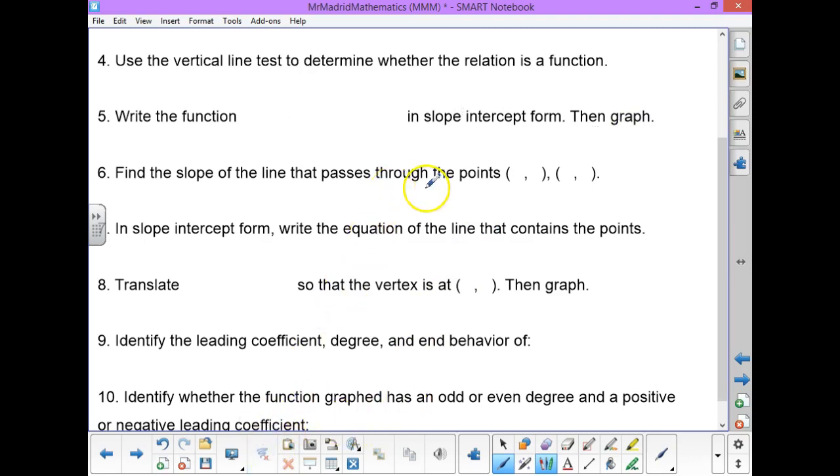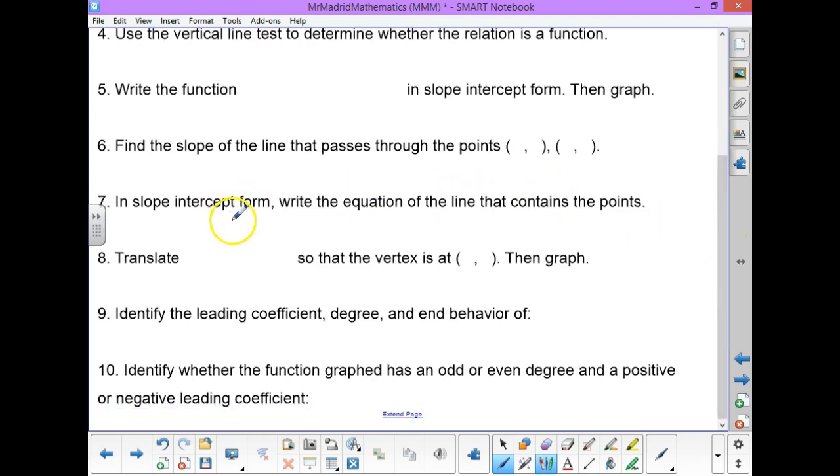Number 6, find the slope of the line that passes through the points. Again, we looked at these in class. Look at your notes on that. Number 7, in slope-intercept form, write the equation of the line that contains the points in the table. Again, we also looked at this in class. If you need to, look at the previous videos.